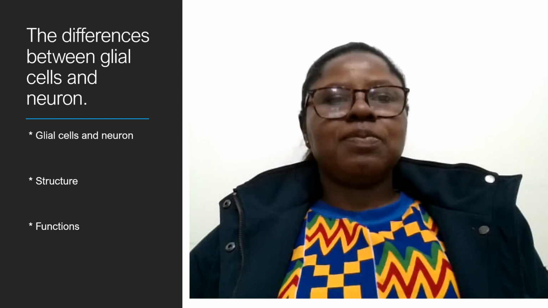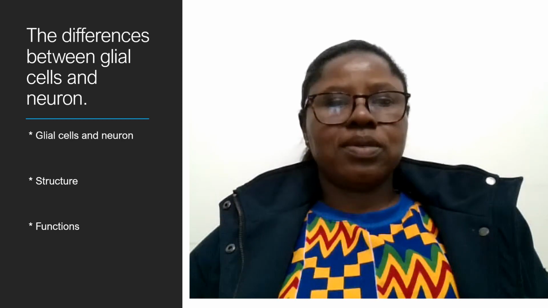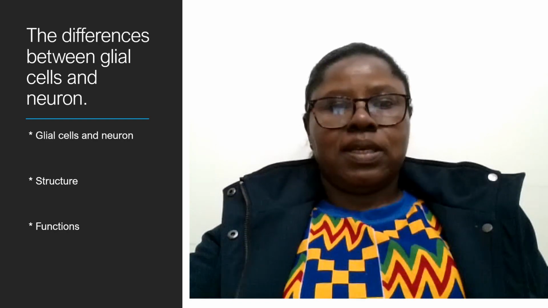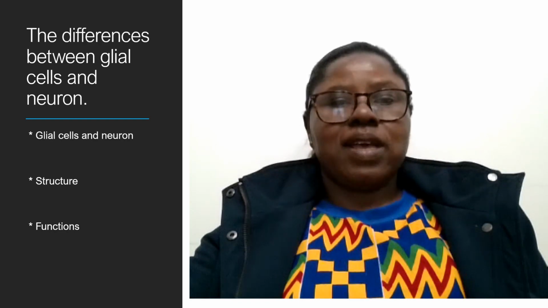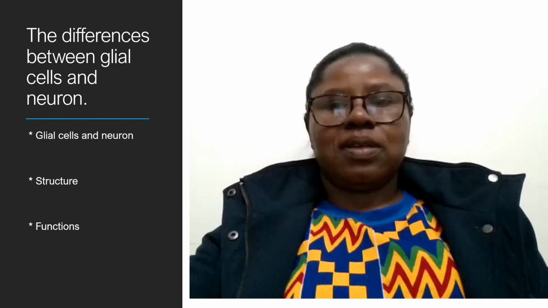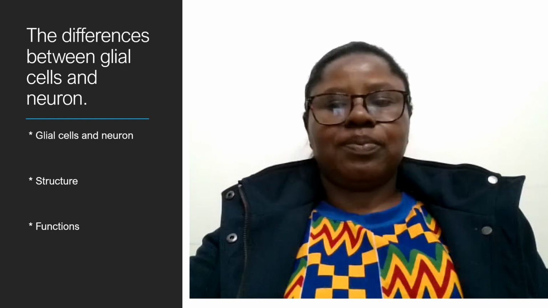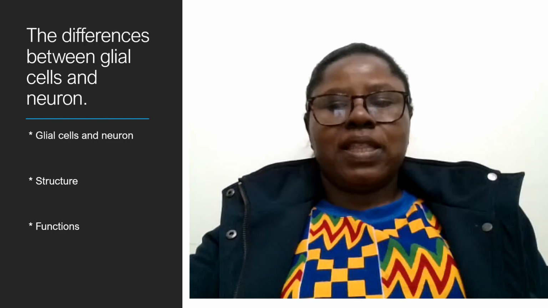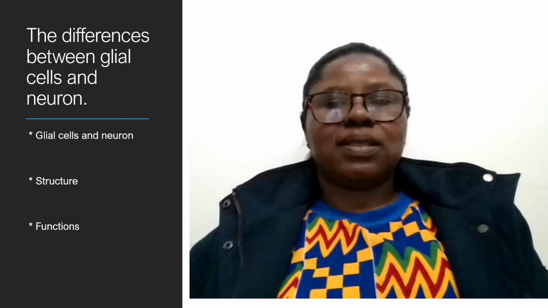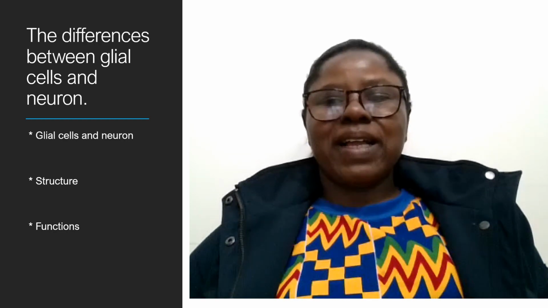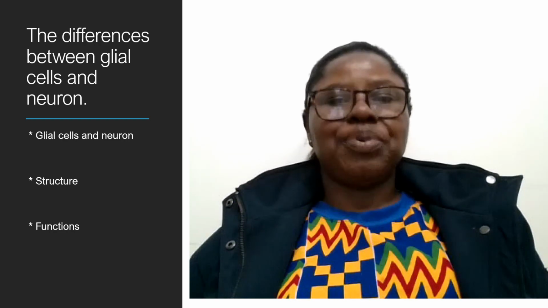The differences between glial cells and neurons. Glial cells and neurons form parts of the nervous system. They work hand in hand, cleaning up brain debris.